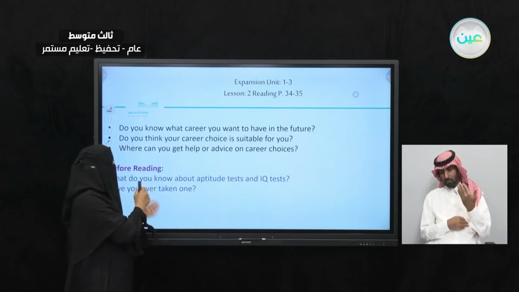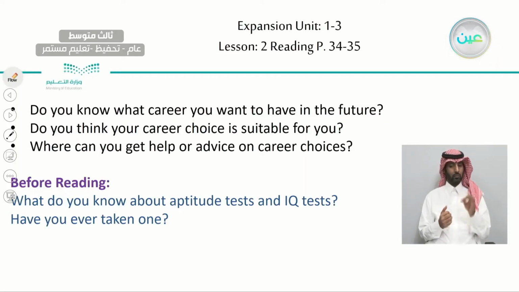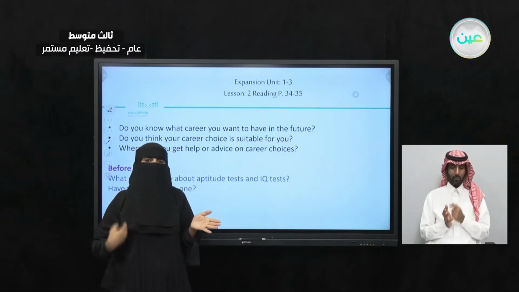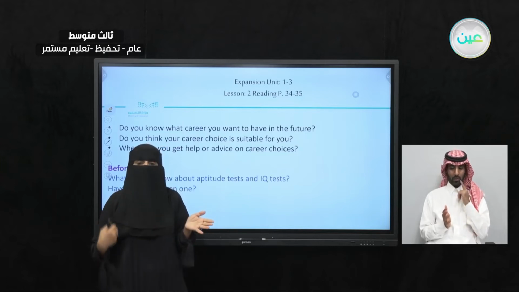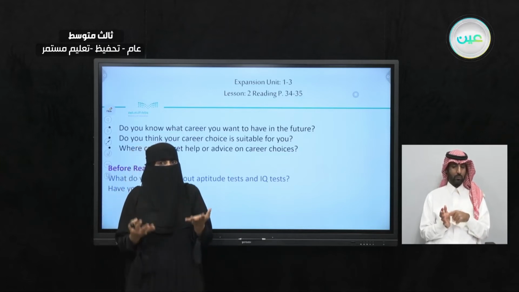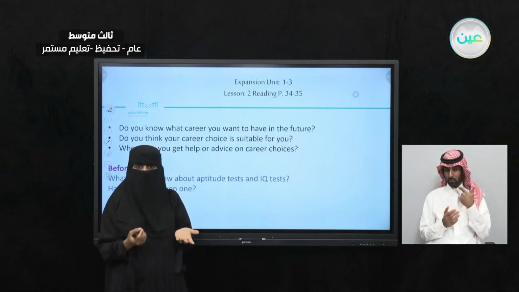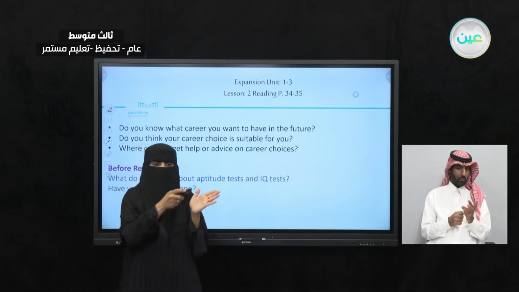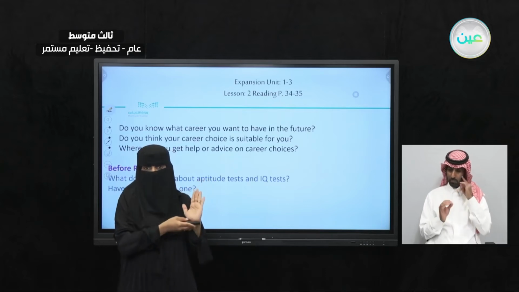Your career path. Where can you get help or advice on career choices? Yesterday we talked about it. There are some agencies where they give you some tests. Do you remember the questionnaire we did last class? So you know about your personality, you answer questions related to your personality, the things you like, your interests, and then they tell you maybe you can be that or that. They give you choices, a list of choices.